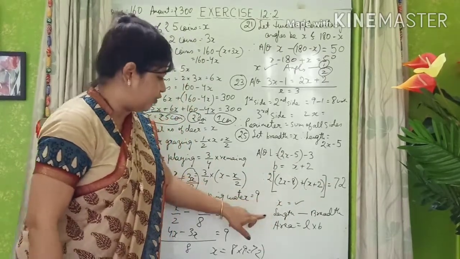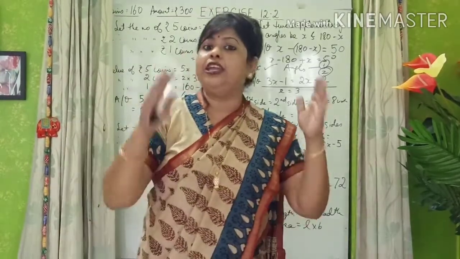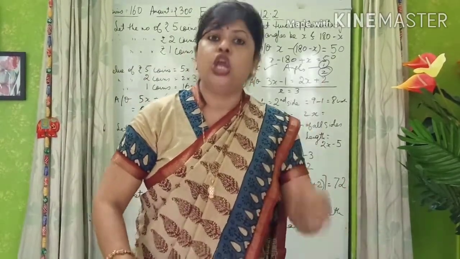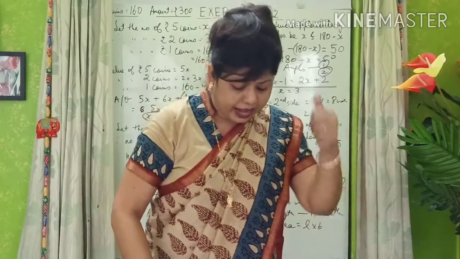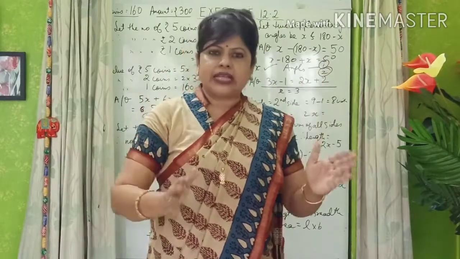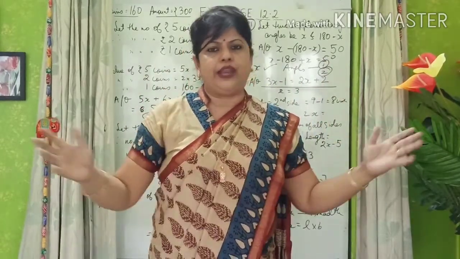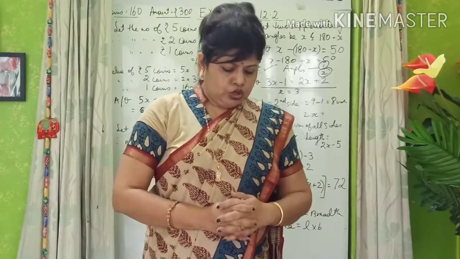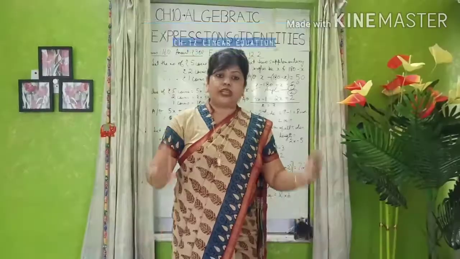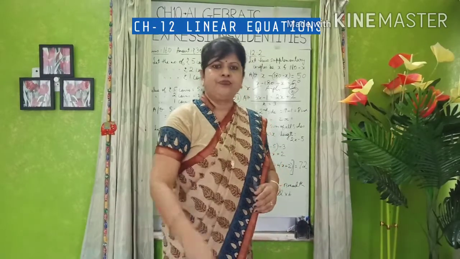As you get x, children, you find the length and the breadth. And here it doesn't end, because you also have to find the area. Question number 25: after finding x, you find length, you find breadth, multiply length and breadth, and you get the area. So students, in today's session we completed till question number 25.